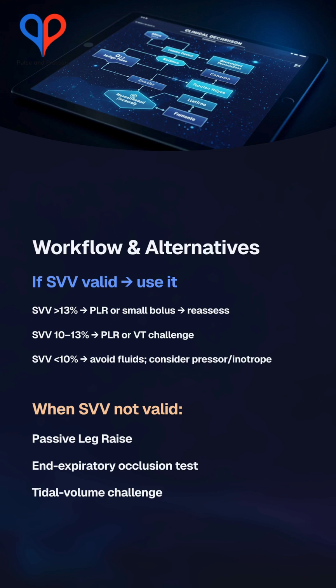Use pressors or inotropes guided by echo and clinical status. When SVV can't be trusted, passive leg raise, end expiratory occlusion test, or a tidal volume challenge are excellent dynamic alternatives.